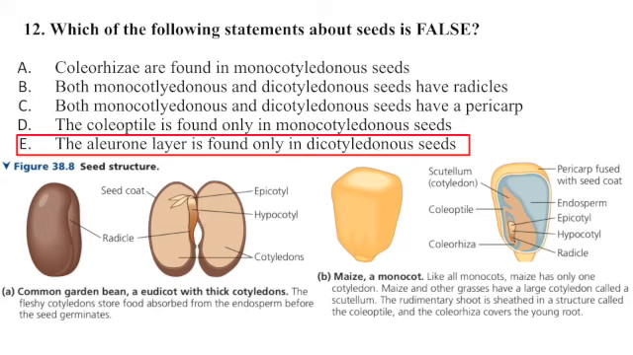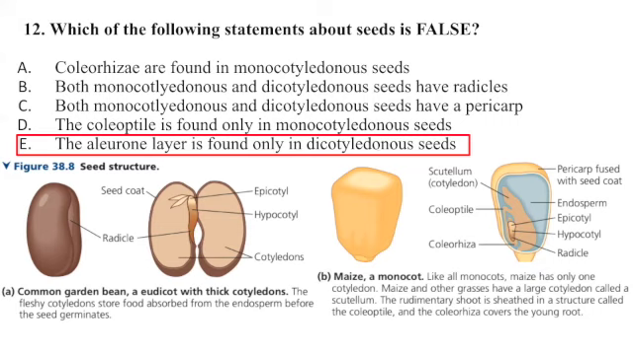C, monocots and dicots have a pericarp. It's true. So they do have the pericarp fused with a seed coat. And it's part of the fruit that develops from the ovary wall of the flower. So both will have that. D is correct because the coleoptile is the pointed protective sheath covering the emerging shoot only in monocots.